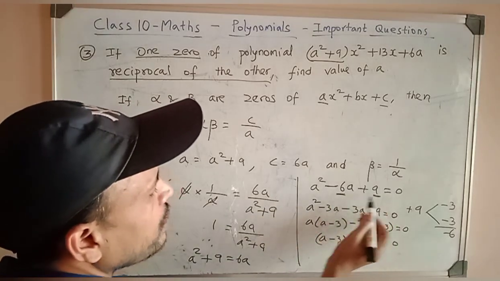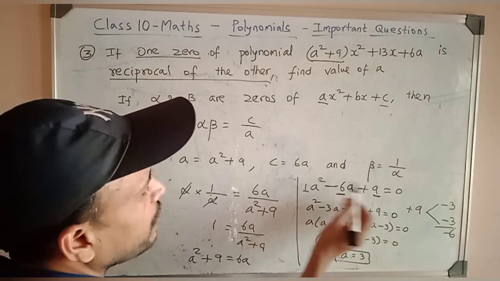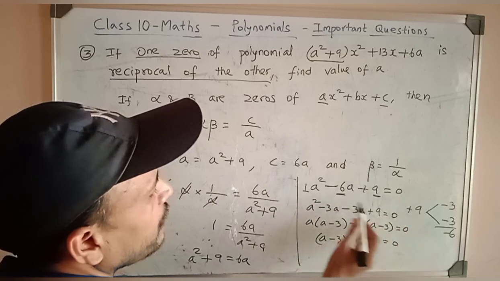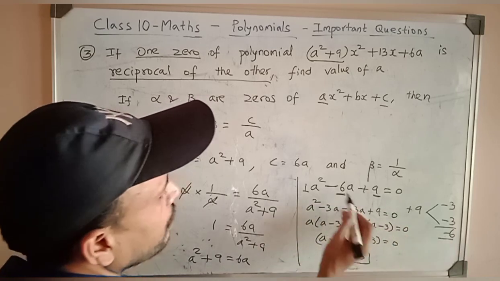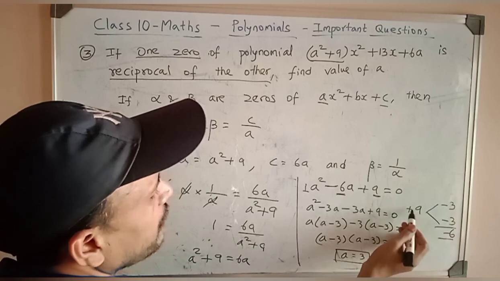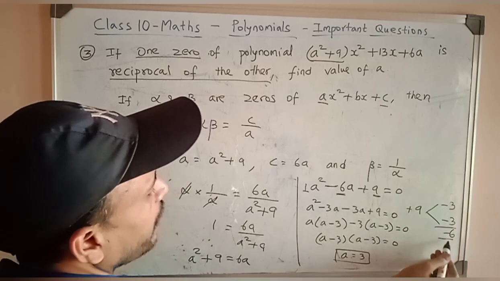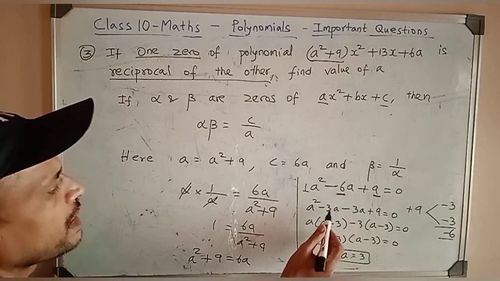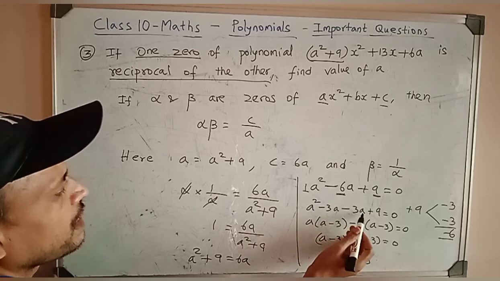Here coefficient of a square is 1. So 1 into 9, 9. I have to get the sum as minus 6. So minus 3 into minus 3 only, plus 9, and the sum is minus 6. So we can write this minus 6a as minus 3a minus 3a.